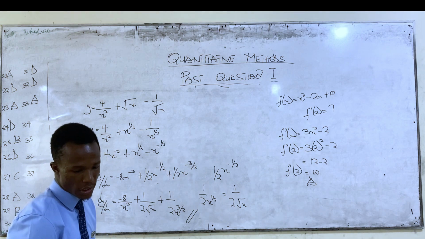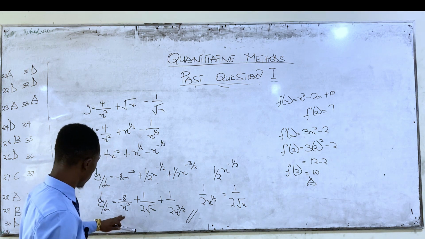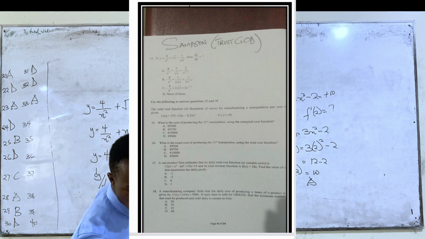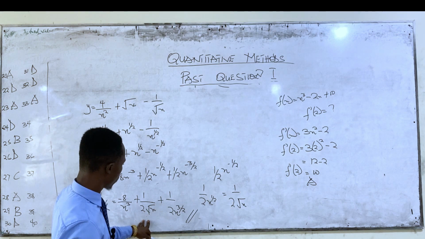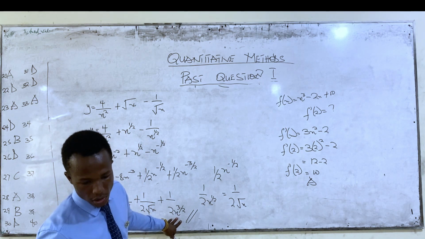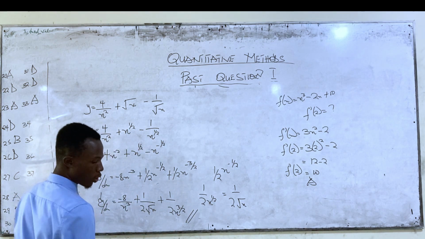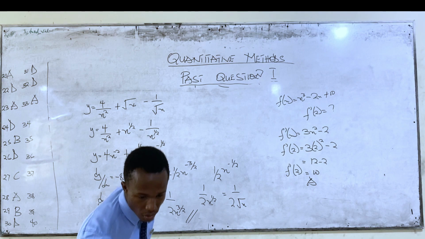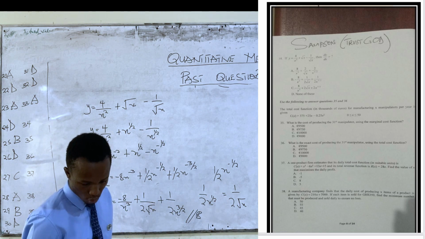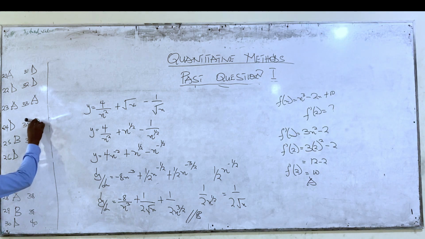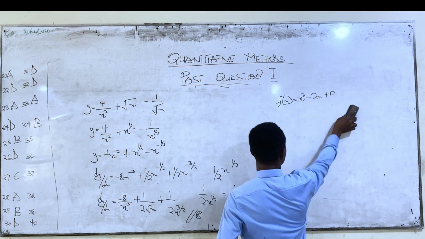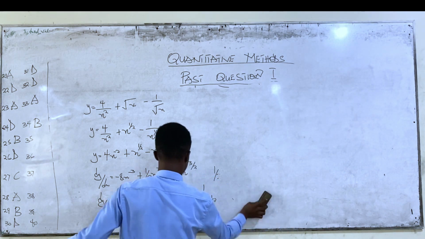Now let's check. 8 on x cube plus 1 over 2x plus 1 over 2x exponent 3 on 2. That is option B. Okay. Yes, that is option B for question 34. Option B. Okay. So we move on to question 35.